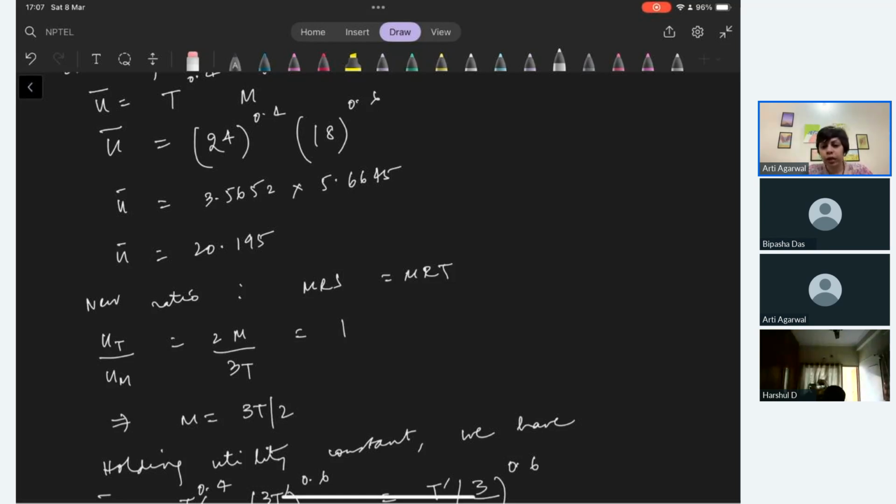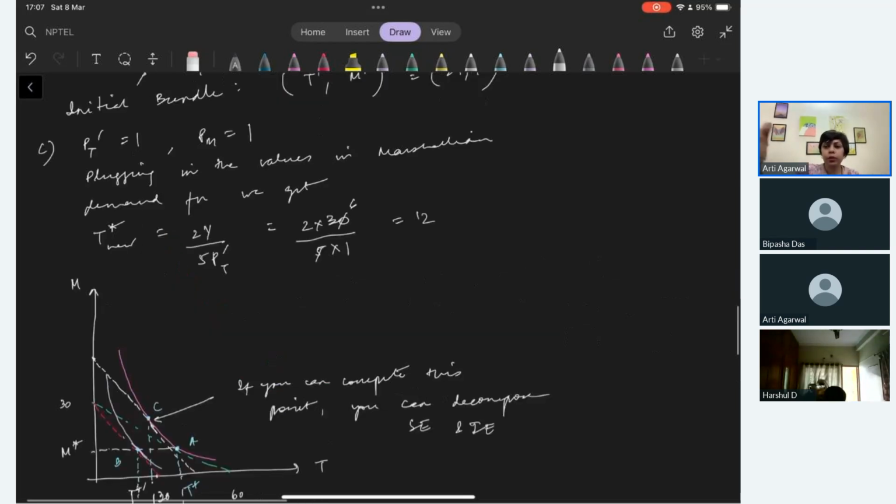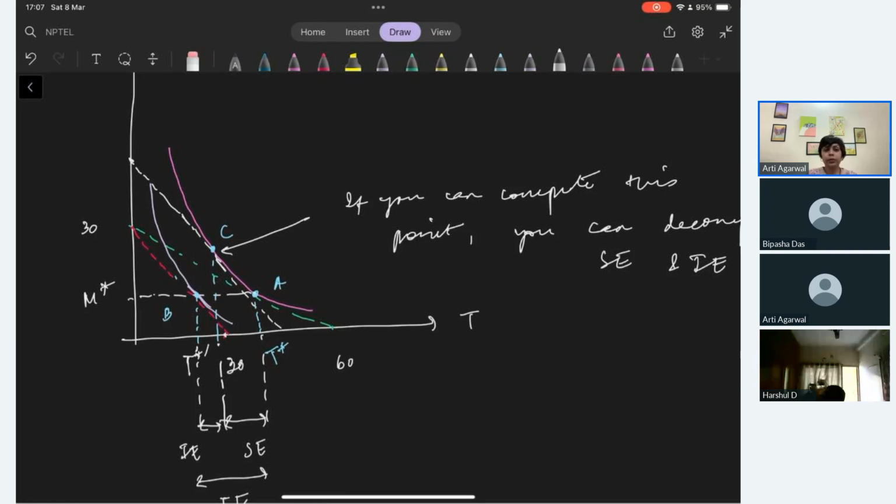Okay, even though you've not asked, I will still repeat it because I think I can just recap it once again. So all we wanted to do was, after the price change in T, compute the new consumption bundle and decompose income and substitution effects, right? Now, as you see in the diagram, let me zoom this. Income and substitution effects together give you the total effect.